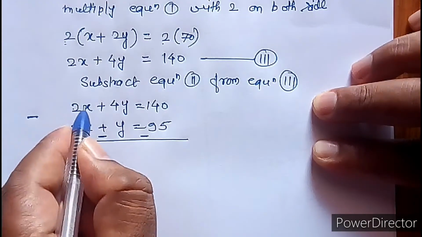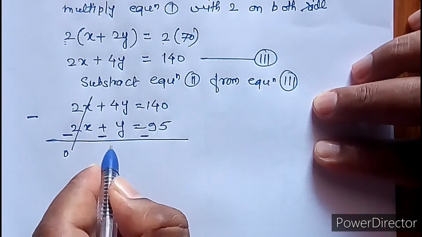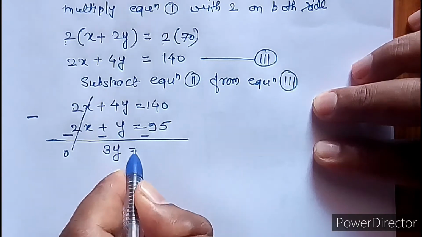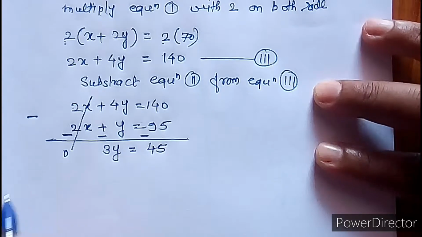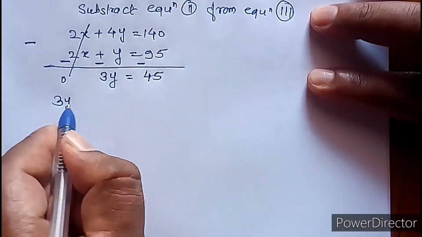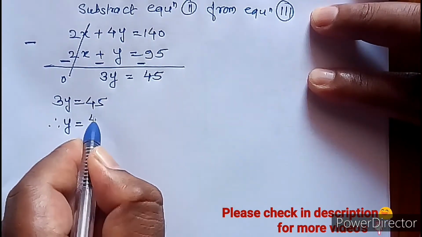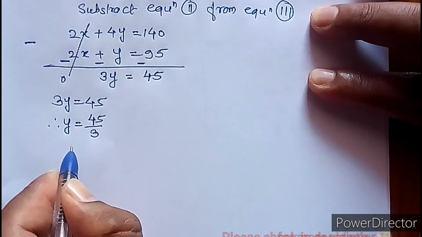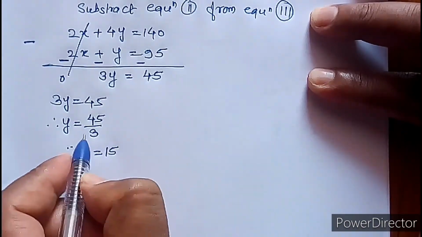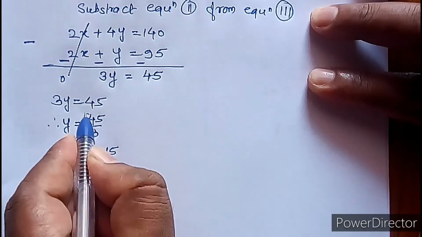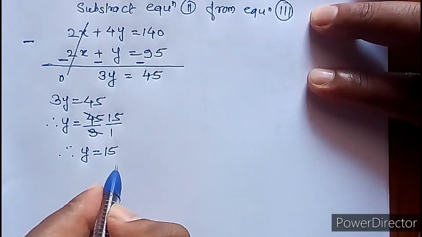Now 2x minus 2x gets cancelled, 4y minus y is 3y, equals 140 minus 95, that is 45. Here we get 3y equals 45. Therefore y equals 45 divided by 3. Therefore y equals 15. When we divide 45 by 3, that is 15. Now we get the value of y equals 15.